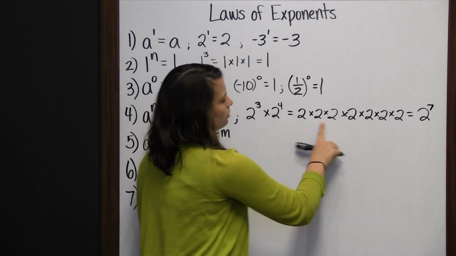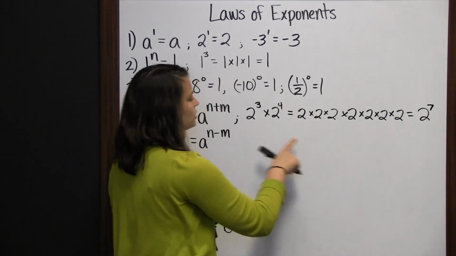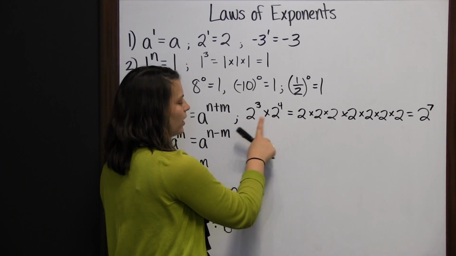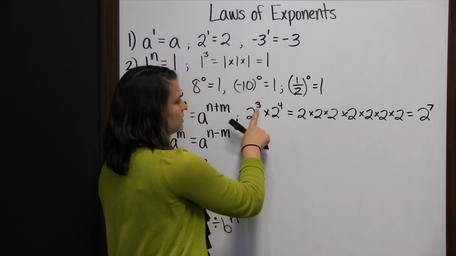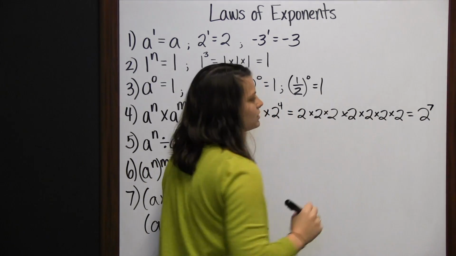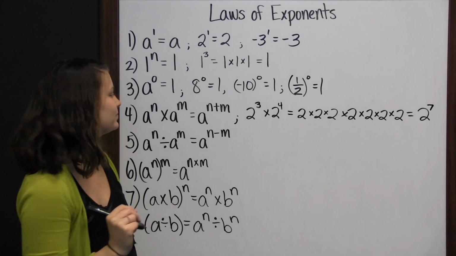So instead of going through all of this, we can just use that rule that when we multiply numbers with the same bases, we simply add the exponents. And then you could simplify from there.